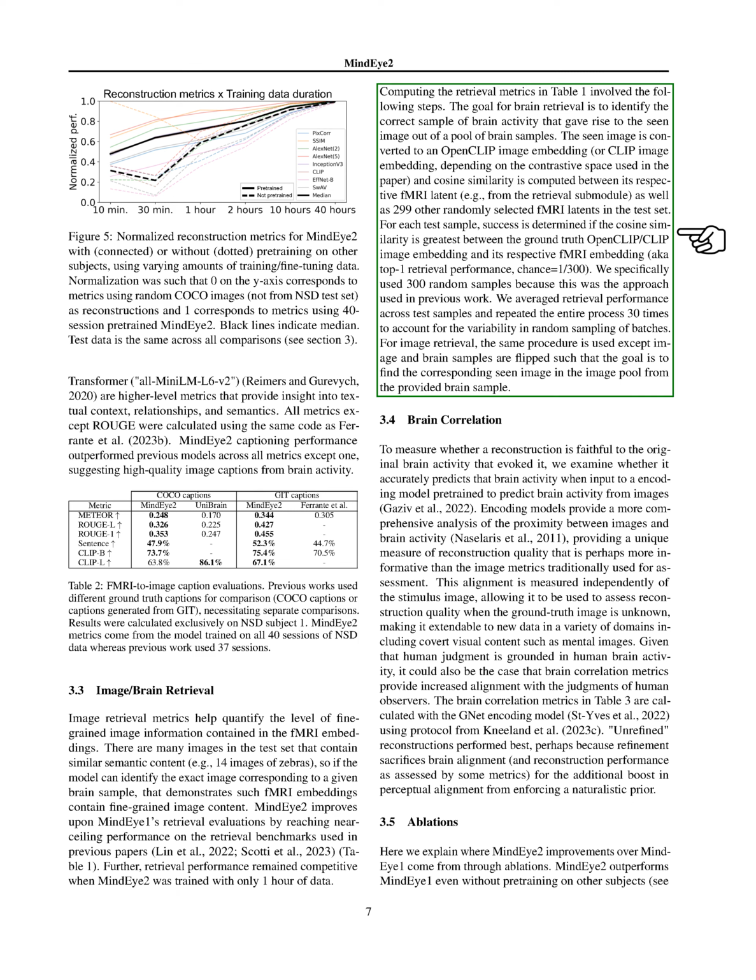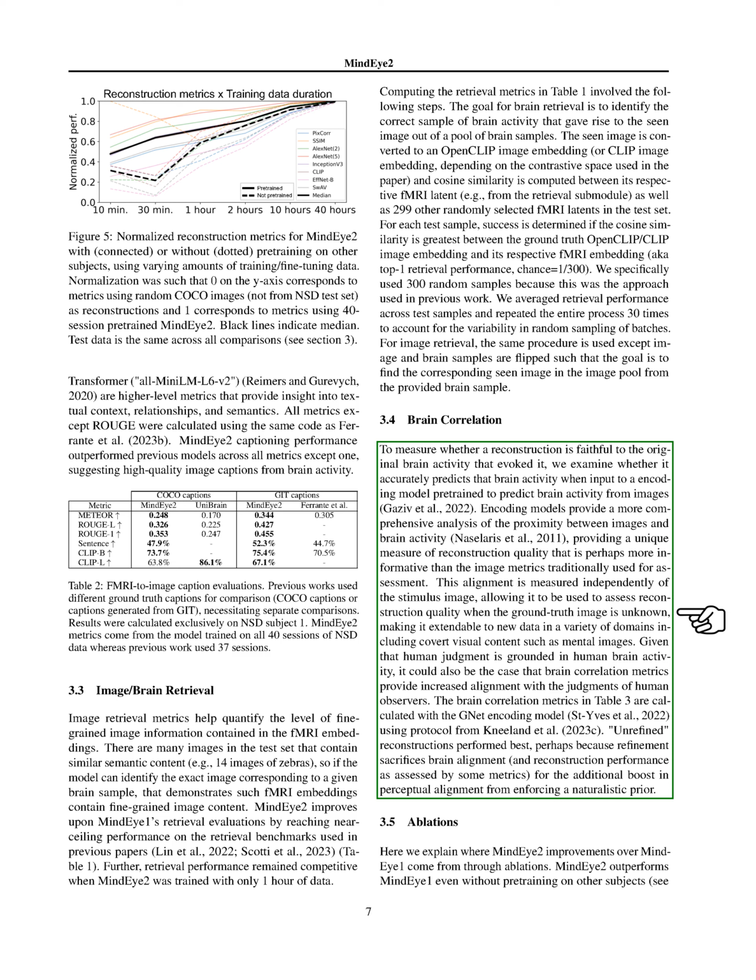To compute the retrieval metrics, we aim to identify the correct brain activity sample that corresponds to a given image from a pool of brain samples. We convert the scene image into an open clip or clip image embedding and calculate the cosine similarity between this image embedding and its fMRI latent representation, as well as 299 other randomly selected fMRI latents in the test set. Success is determined if the cosine similarity is highest between the ground truth image embedding and its fMRI embedding, top 1 retrieval performance. We repeat this process 30 times to consider the variability in random sampling.